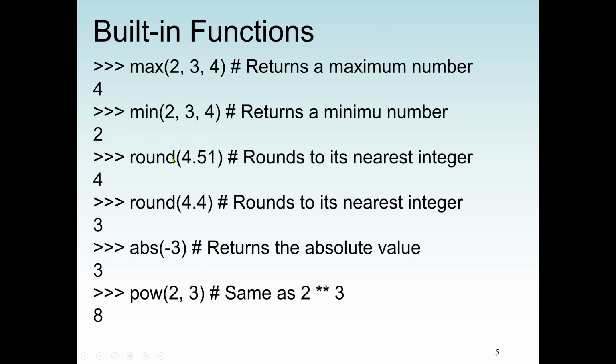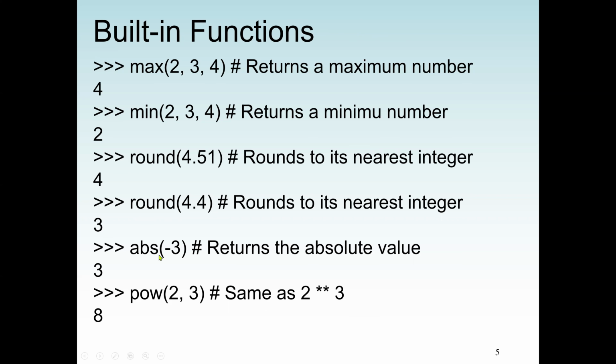Now we want to run round 4.51. So the answer will be 4. Anytime we get an even number, we don't round it to an odd number. So the answer is 4. But now if I have round 4.4, it will round to the nearest integer. And the answer also will be, again, 4.